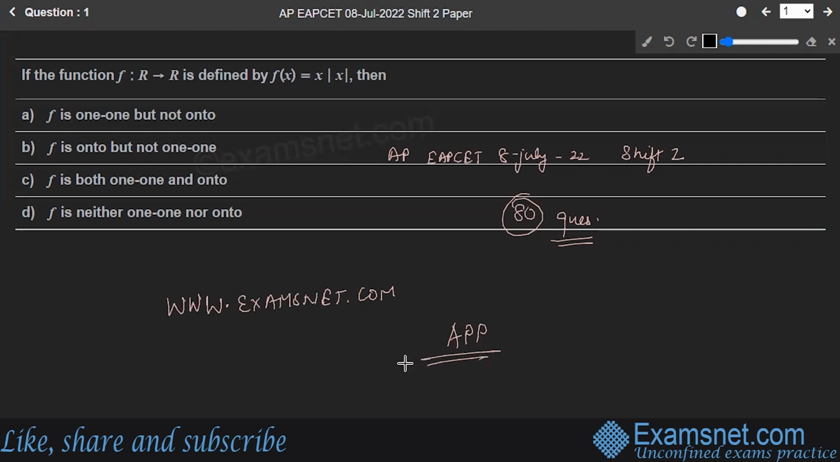So let's start with the very first question of the paper. Best of luck. Hope you're well prepared. So now let's do some practice. Here we go with question number 1.